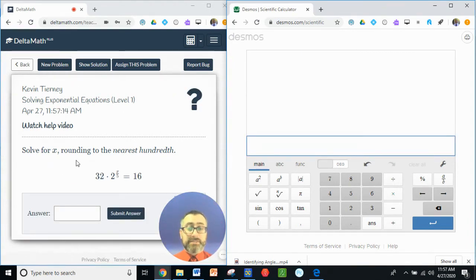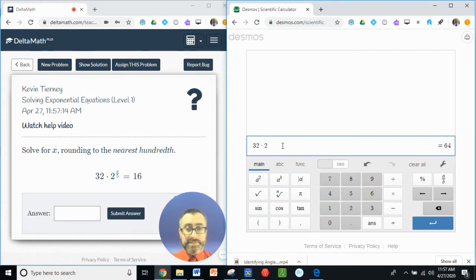Solve for x, rounding to the nearest hundredth. 32 times 2 to the x over 5 equals 16. Okay, let's do it. I'm copying my original equation into my workspace.